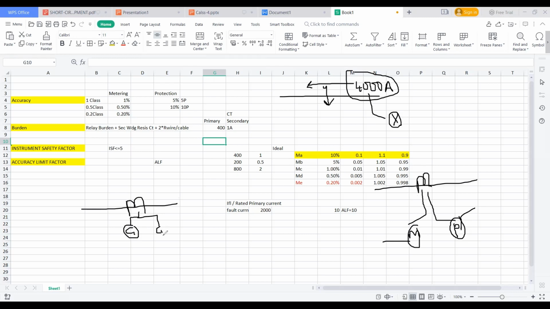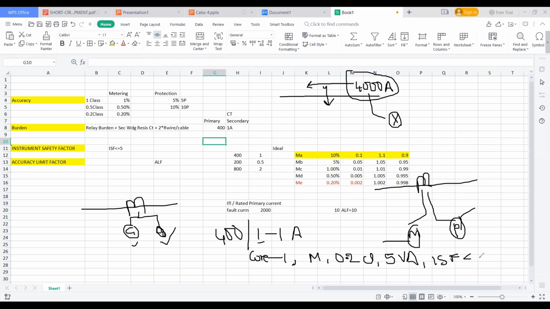Core 1 is designed with respect to the metering. Core 2 is designed with respect to the protection. So I can say 400/1 amp, this is core 1. Core 1 is for my metering, class 0.2. Suppose while calculating, I got 5 VA, and I am mentioning that ISF should be less than 5. This is my representation of core 1. And core 2 is a protection class CT, and I require 5P10.